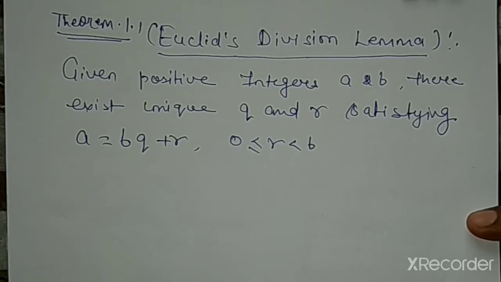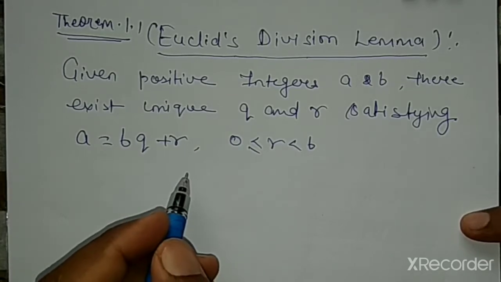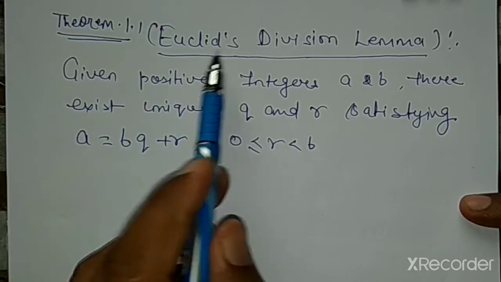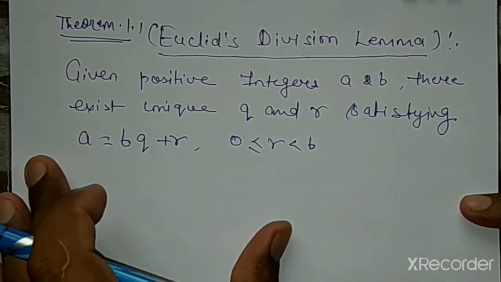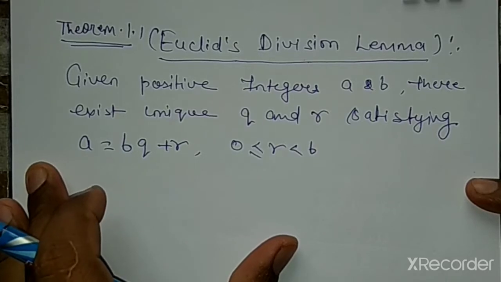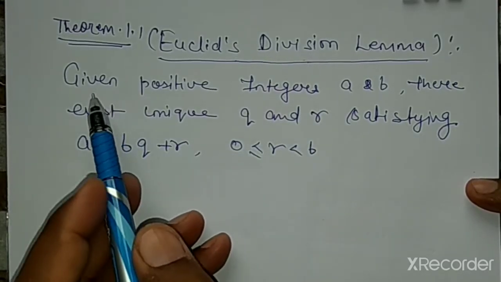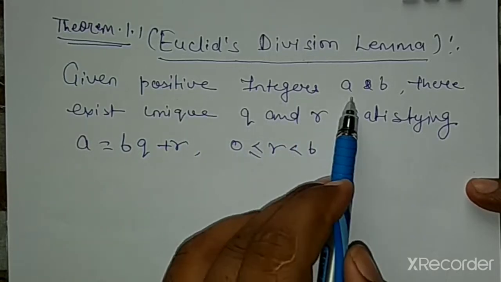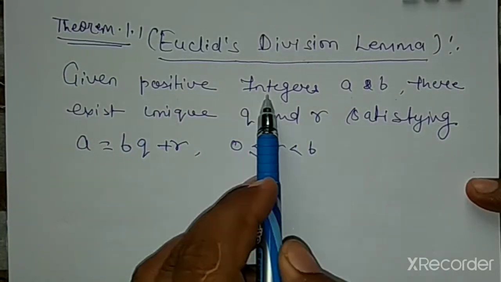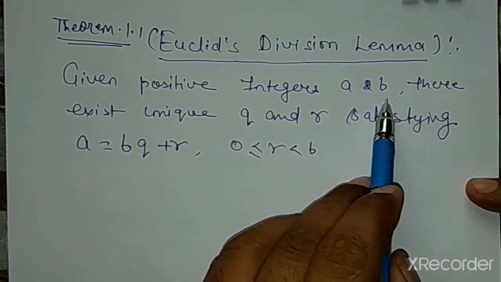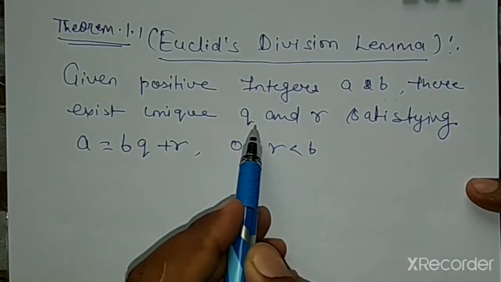Euclid division lemma. Our next topic is Euclid division lemma, that is Theorem 1.1. That is the most important topic that always comes in your exams. Given positive integers a and b, there exist unique q and r.